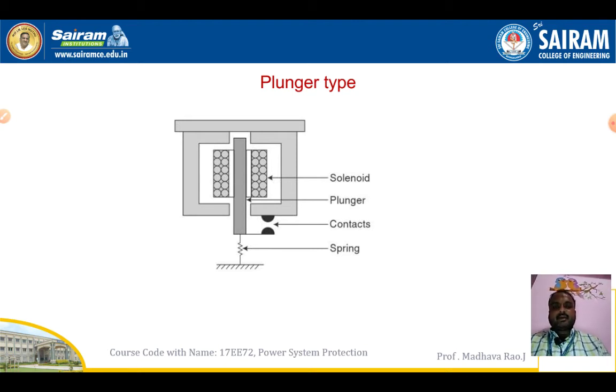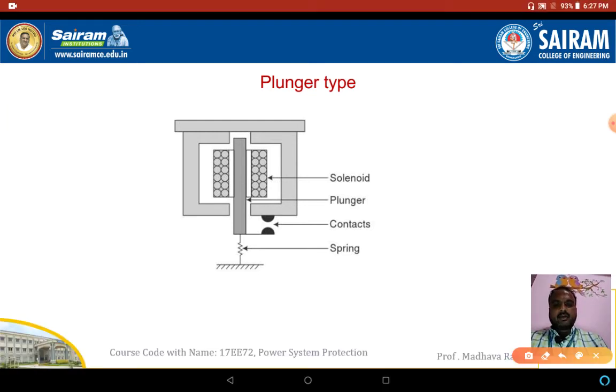In this type of relay, there is a solenoid and an iron plunger. The solenoid is here and the iron plunger is here. The plunger will move in and around the solenoid to make and break the contacts. The movement of the plunger is controlled by a spring.